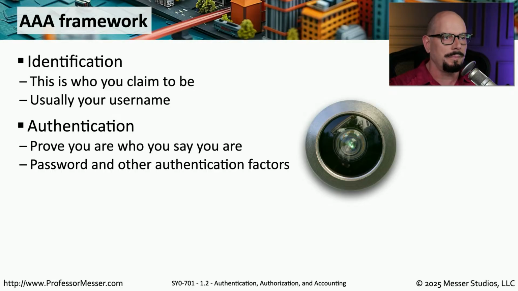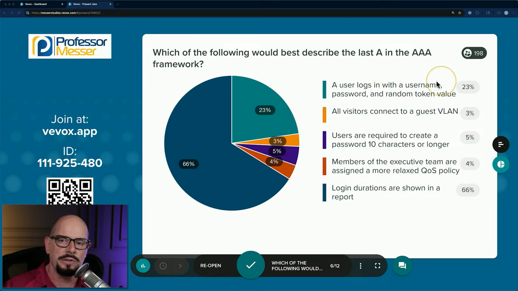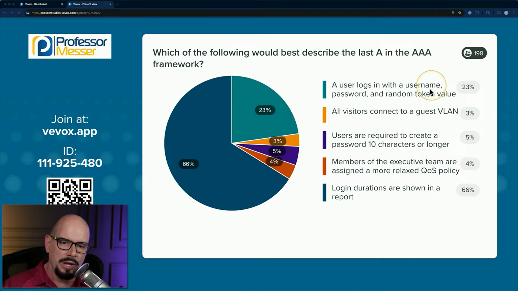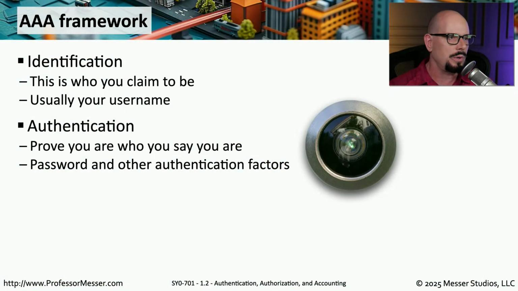So when we talk about authenticating to the network, logging in with a username, password, or random token value, that's the first A. We have users required to create a password 10 characters or longer. It's part of the password. I'd fit that into the first A as well. There are some other things we can talk about regarding that, but that kind of gives you some insight into how I think about this question anyway.